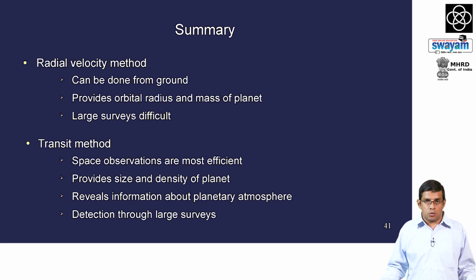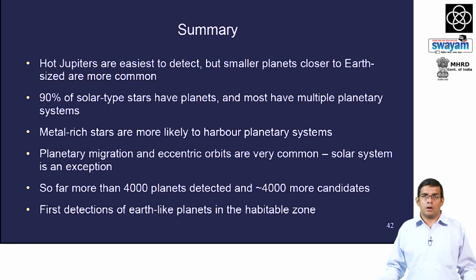The transit method is the most successful method now, but for this we require observations from space, or rather space observations are most efficient in detecting transits. These provide size and density of the planets. They can also reveal information about planetary atmosphere, and detections have been possible through large surveys carried out by space-based telescopes. What we find is that hot Jupiters are easiest to detect, but smaller planets closer to Earth size are more common.